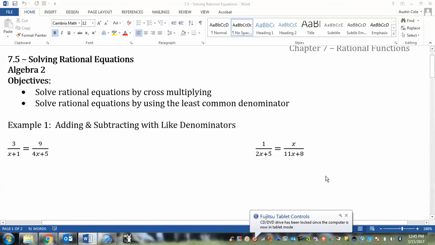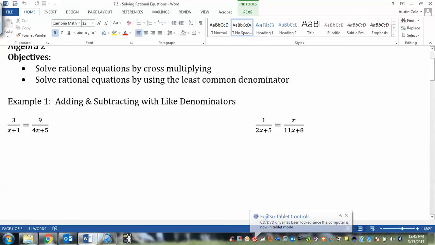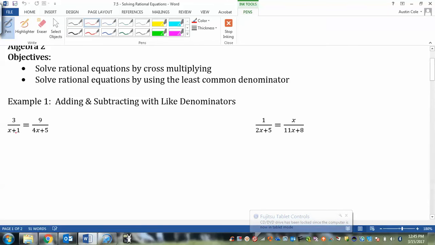All right, our objectives: to solve rational equations by cross-multiplying and to solve rational equations by using the least common denominator. Guys, when we have a fraction set equal to a fraction, I know I've talked about this, that is called a proportion. When we have a proportion, we can solve that by cross-multiplying.